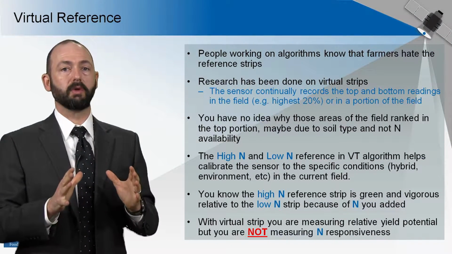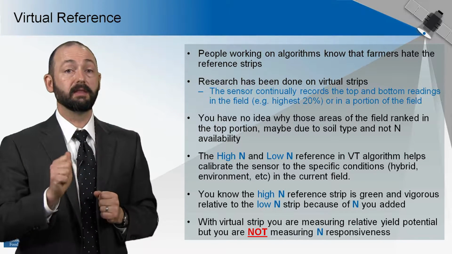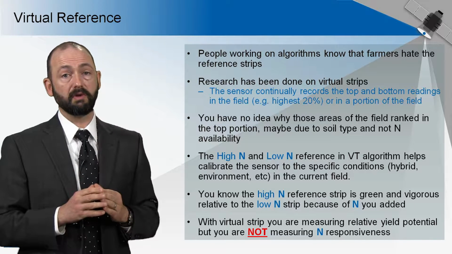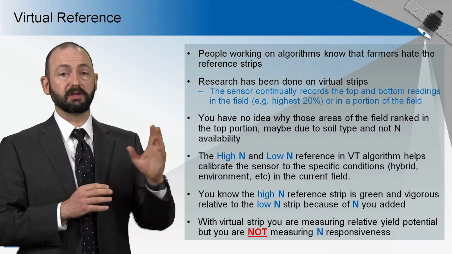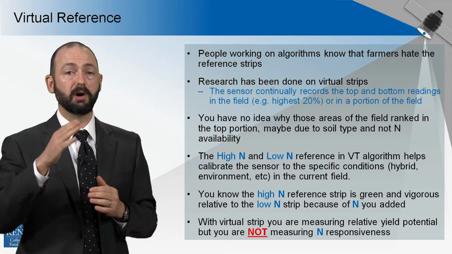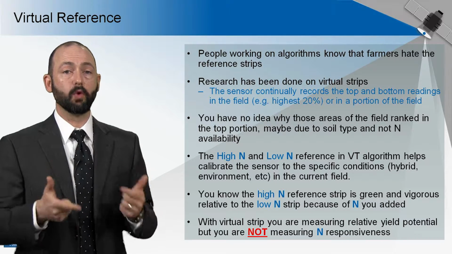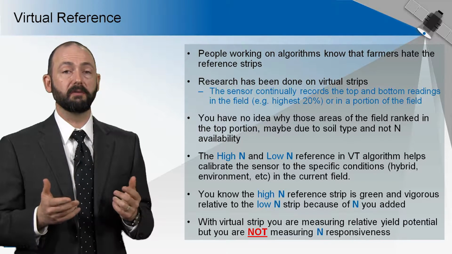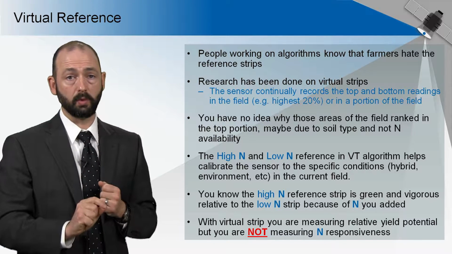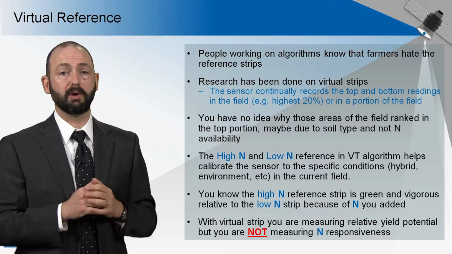So what is the virtual reference? People working on algorithms know that farmers hate the reference strip. They are a pain to manage. There's been a lot of good research done on virtual reference strips. The sensor is continually recording NDVI as you travel across the field. So what they've done is they take the top part and the bottom part of the NDVI range that they're getting from that field, and they're constantly informing that algorithm as they side dress more and more of the field, and they're using perhaps, let's say, the top 20% of the NDVI readings and the bottom 20% of the NDVI readings from that field, right? So they're getting the best looking and the worst looking part of the crop.